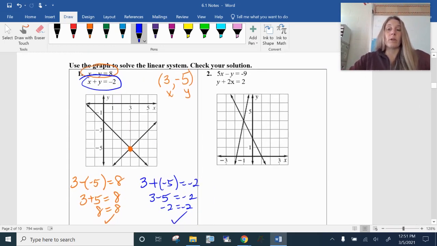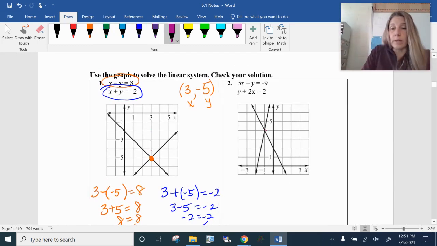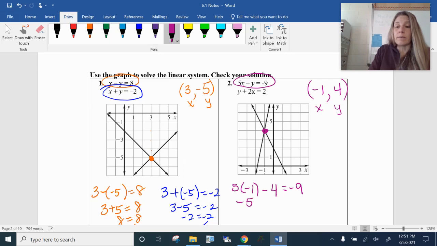Okay, so now let's check the next one. Okay, so we want to identify that point where they're going to intersect, which is right here. So going along your x-axis first, we had to go to the left to negative 1, and then we're going up 1, 2, 3, 4. So this is the solution that we think it is. So I'm going to put it into the first equation. 5 times negative 1 minus 4 equals negative 9. That gives me negative 5 minus 4 equals negative 9, which makes sense.